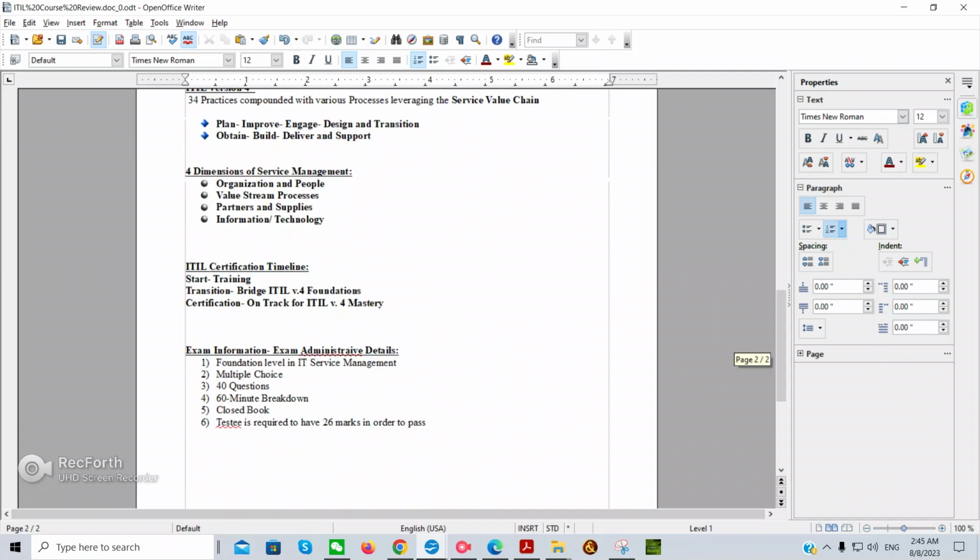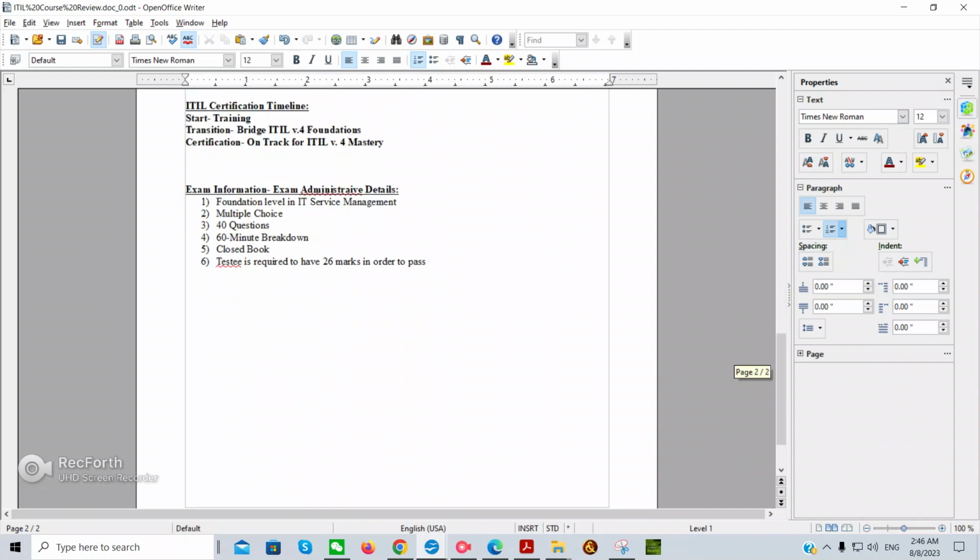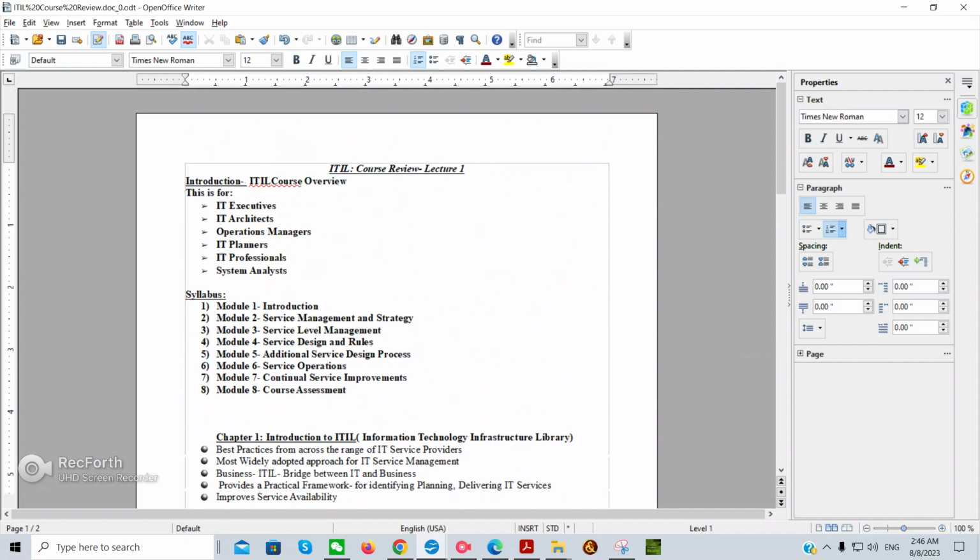For exam information, we have the exam administrative details. Number one, it's based upon the foundation level in IT service management. Number two, it's a multiple choice exam. Number three, it has 40 questions. Number four, it's 60 minutes. Number five, it's a closed book exam. And number six, the test taker is required to have 26 marks, or points, to pass. So that is a quick overview of it.